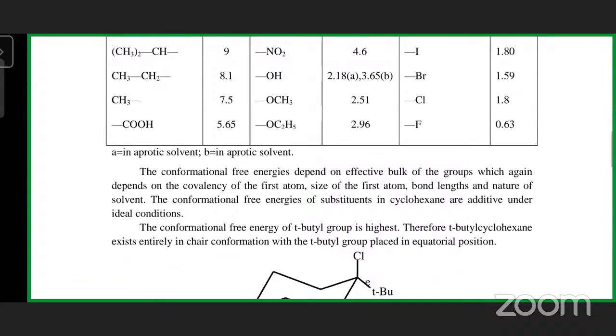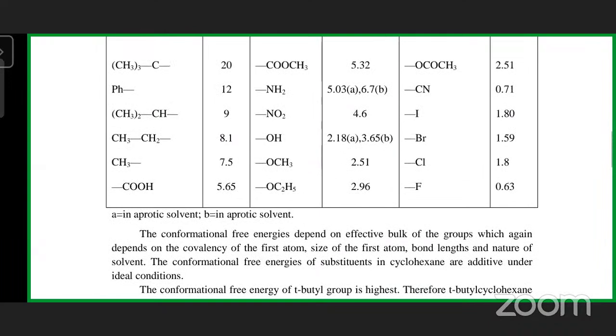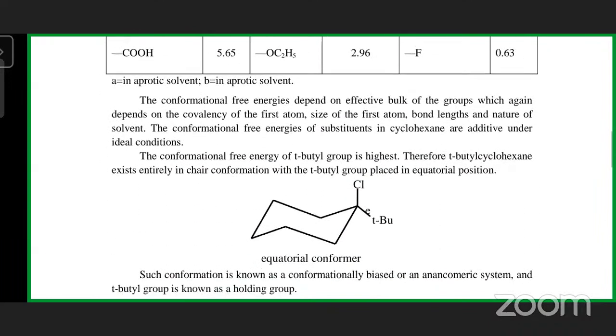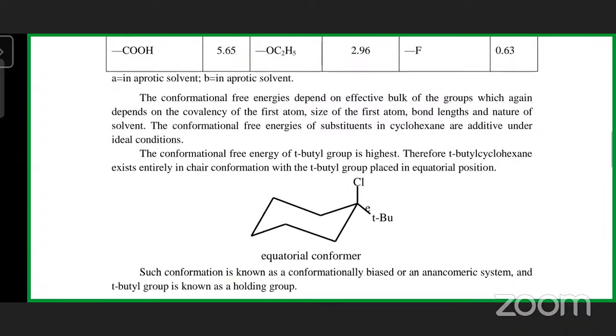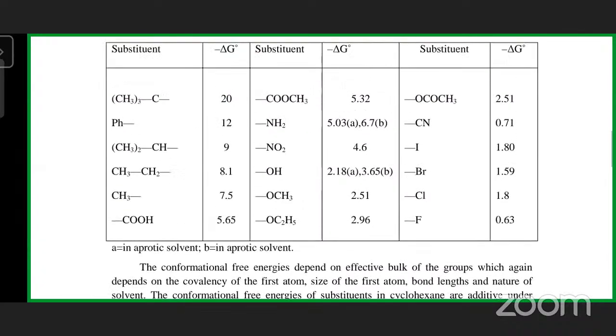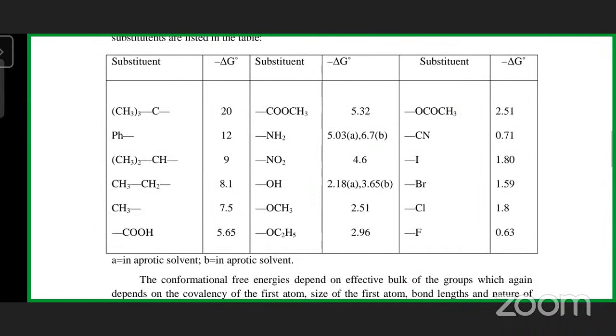And if any polar groups are there, how will they affect it, with polar solvents and non-polar solvents? Their values will depend on the polarity here. So you can go through this table and you have the values. Based on this, you can have an idea about the effect of the bulky groups on the stability of substituted cyclohexane here.